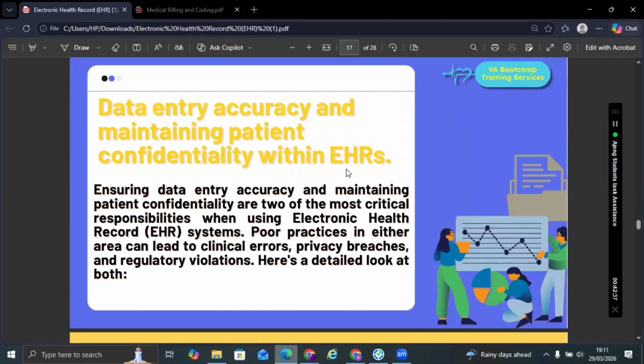Okay. Data entry accuracy and maintaining patient confidentiality within EHR. So, ensuring data entry accuracy and maintaining patient confidentiality are two of the most critical responsibilities when using electronic health record or EHR system. Poor practices in either area can lead to clinical errors, privacy breaches, and regulatory violations. Here, a detailed look at both.